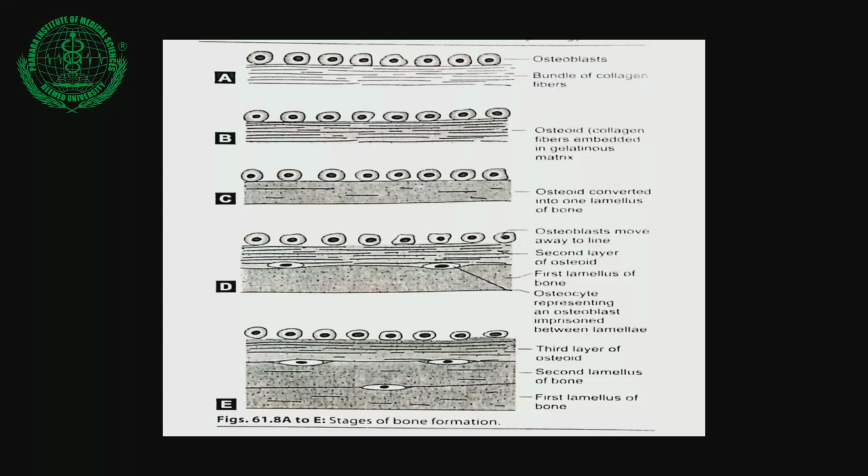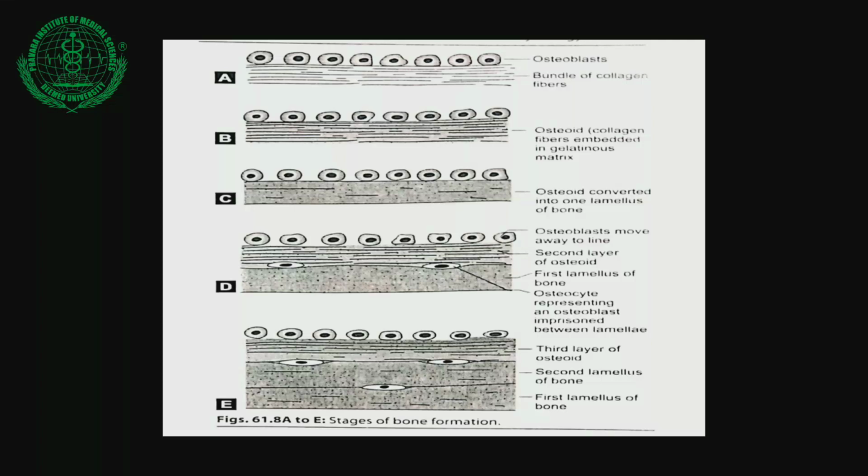The mineralized matrix slowly accumulates and surrounds the osteoblast. So osteoblasts move in the D stage. You can see the diagram. Osteoblasts move away to align to the second layer of osteoid, which is shown in diagram D.